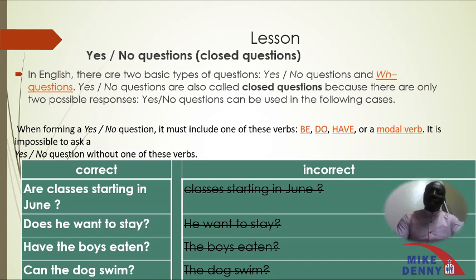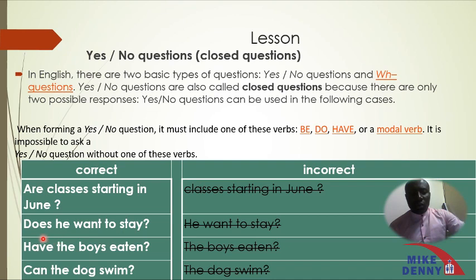You should also note that yes or no questions can be used in the following cases. The first of such cases is when forming a yes or no question, it must include one of the verbs to be, to do, or to have, or at least a modal verb. It is impossible to ask a yes or no question without one of these verbs. For example, are classes in June? You don't say classes starting in June. No, that's incorrect. Are classes in June?